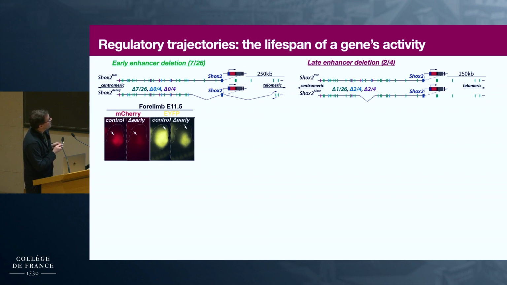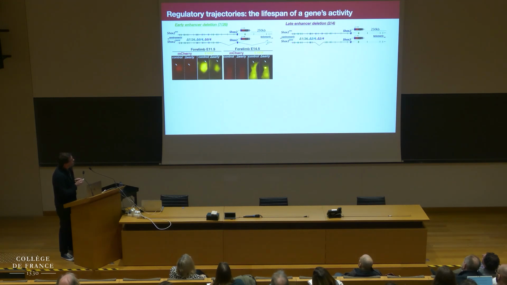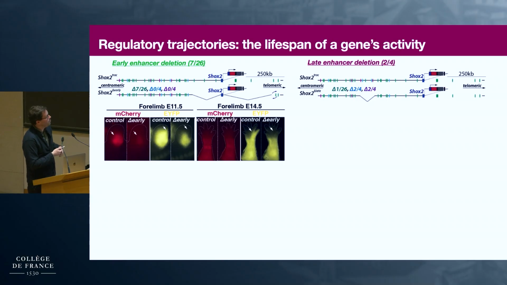If you remove early enhancers at 11.5, which is still an early stage, you see a massive drop in mCherry and EYFP. At late stage, you can see that the mCherry is almost identical between control and mutant. The EYFP is also identical on the proximal side, but you can see that you completely lost this domain here, that is the decommissioned cells, probably meaning that the delay in activation that you see here made these cells not express SHOX2 and then, of course, not need to repress it.